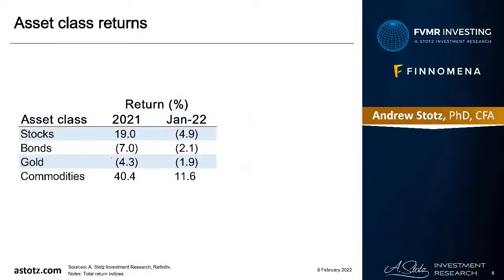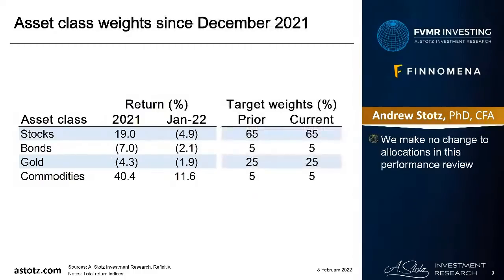So let's just look at asset class returns. In the year of 2021, stocks were up 19%, but they were down 5% in January. Bonds were down 7% in the year of 2021, and down 2% in January. Gold was down 4% and down 1.2% in January. And commodities were the main asset class that was up in January, at 11.6%. The target weights that we've had for a while, we've made no changes to them. We've been overweight stocks and gold. We have had some exposure to commodities, but we've reduced that somewhat.